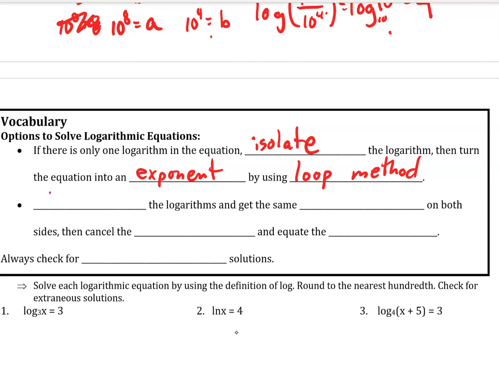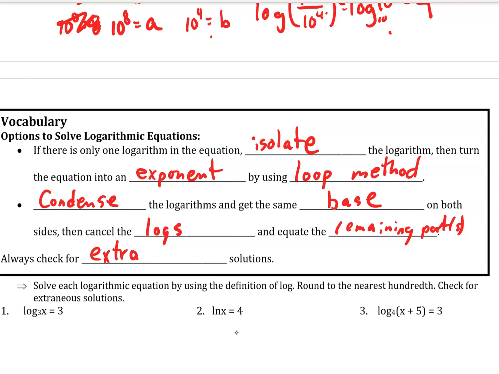Then we're going to condense the logarithms and get the same base on both sides. Then we're going to cancel the logs and equate the remaining part. And we're always going to check for extraneous solutions. So extraneous solutions would be like if the log of x equaled a negative number, that's not really possible.